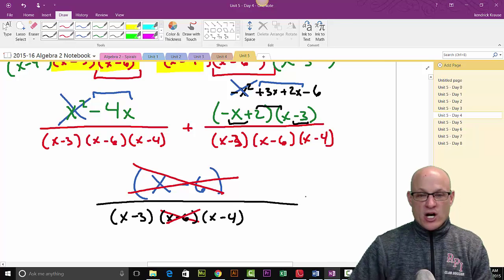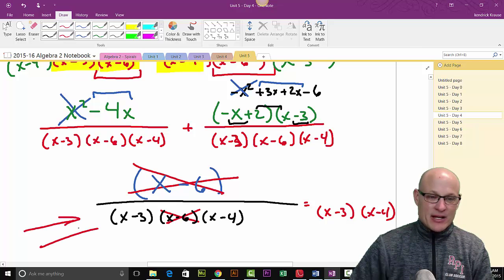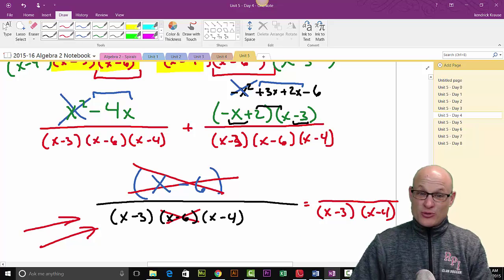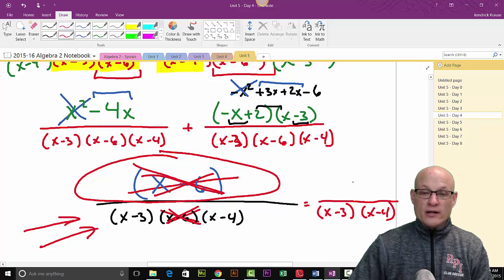Now, what an untrained student will do, like a monkey, they'll go, oh, the answer is x minus 3, x minus 4, because that's the only thing that's left. But where is it? It's in the denominator. If it's in the denominator, then it's got to remain in the denominator. Well, if that's true, what do I have left over on the top? And remember, this cancels with this, but it makes a 1. So 1 is left over on the top.